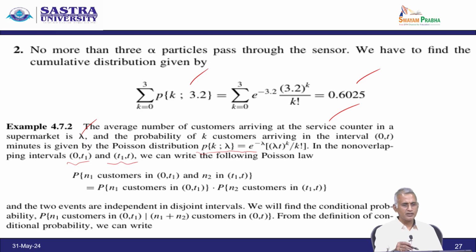Probability of n1 customers in (0, t1) and n2 customers in (t1, t). Therefore, probability of n1 customers in (0, t1) into probability of n2 customers in (t1, t). So, these two events are independent in disjoint intervals. So, we will find the conditional probability of n1 customers in (0, t1) given n1 plus n2 customers in (0, t).